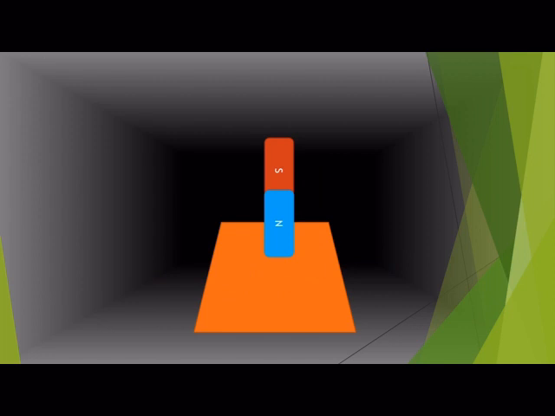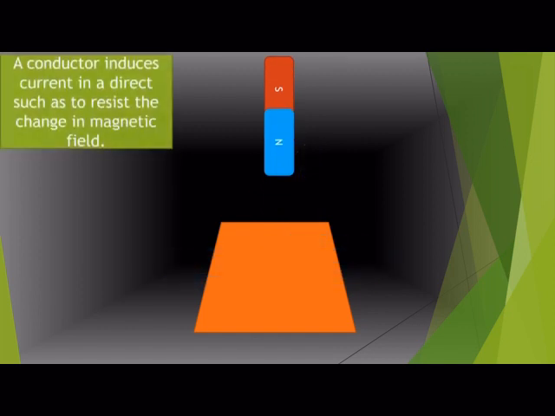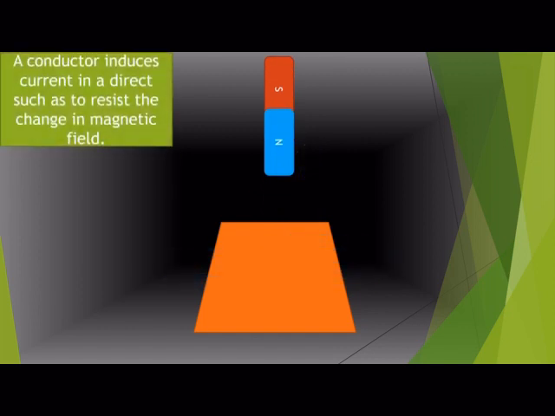If you try to pull the magnet away, it will induce a current such that a south pole is created, which would attract the north and prevent it from going away. A conductor induces current in a direction such as to resist the change in magnetic field. This is known as Lenz's law.